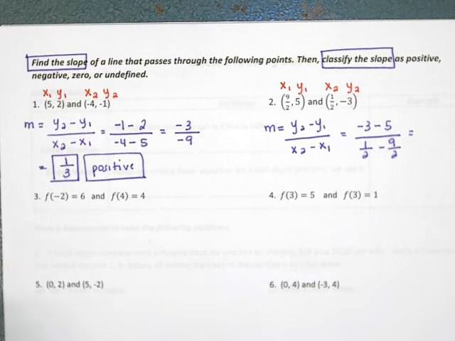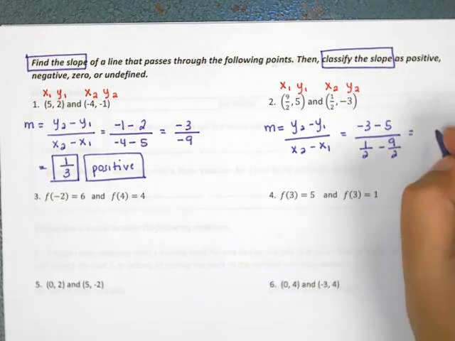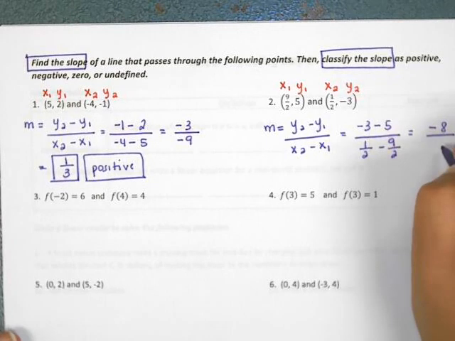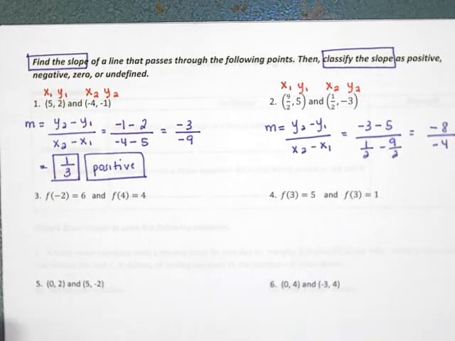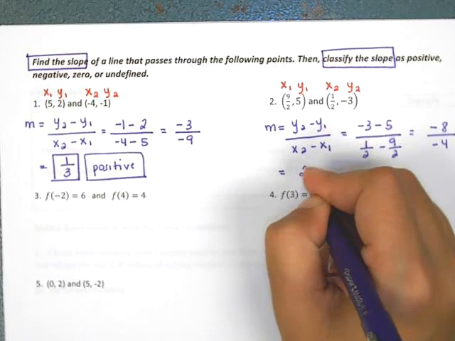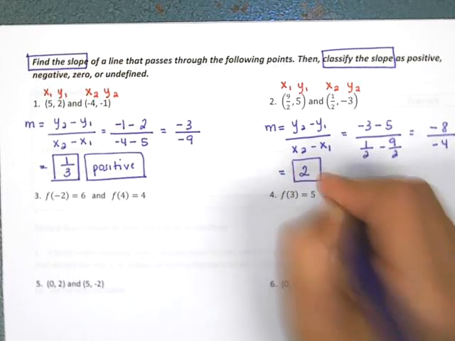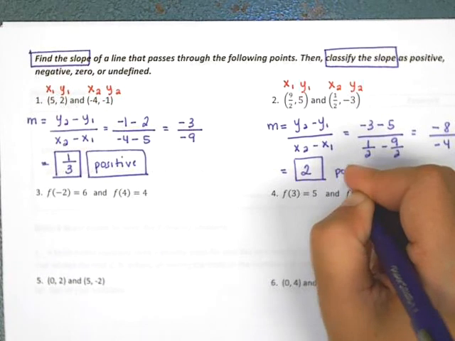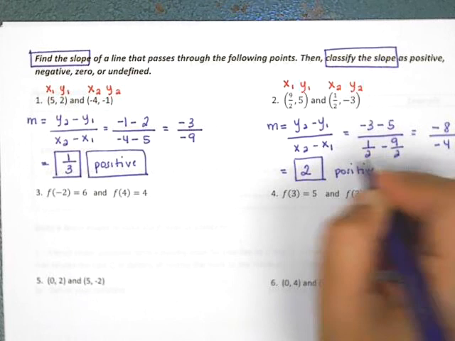Now I'm going to simplify. Negative 3 minus 5 is negative 8, and 1/2 minus 9/2 is negative 4. If you have any questions about how I got negative 4 there, you can always use your calculator and type in 1/2 minus 9/2 and see what you get. You do get negative 4. Now negative 8 divided by negative 4, both of those negatives are going to cancel and we get a positive 2. So that's my slope. Since we get a positive number, again we would write the word positive to classify it.